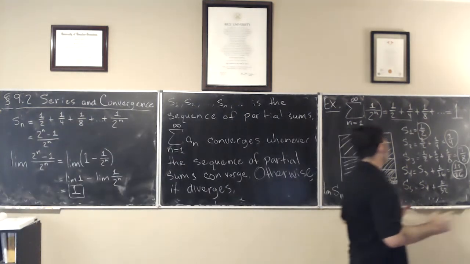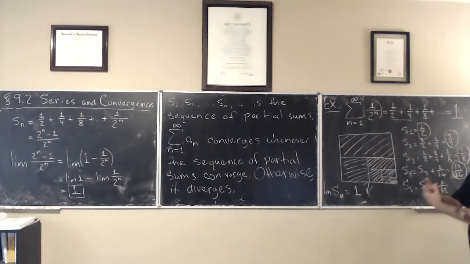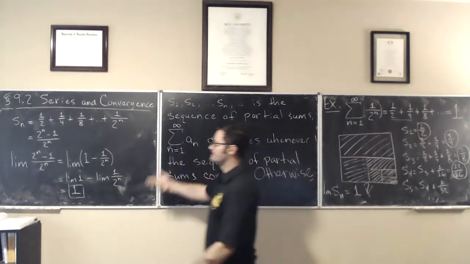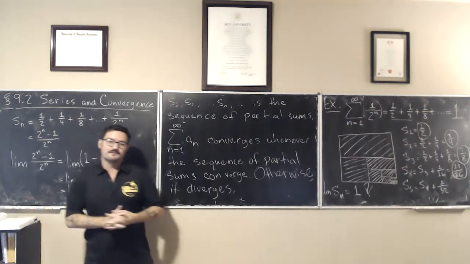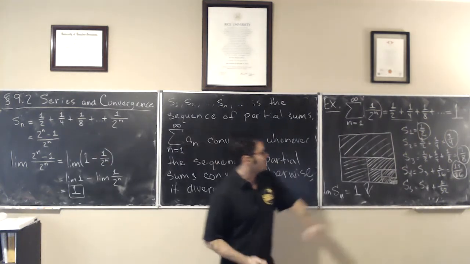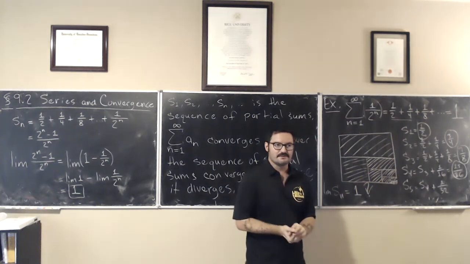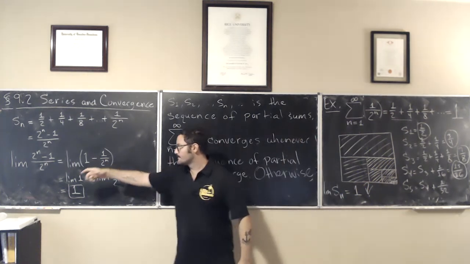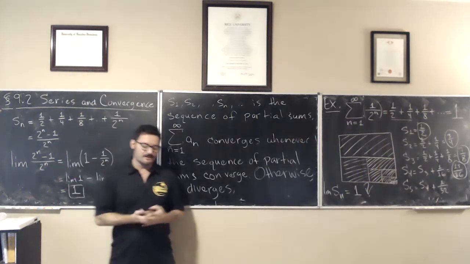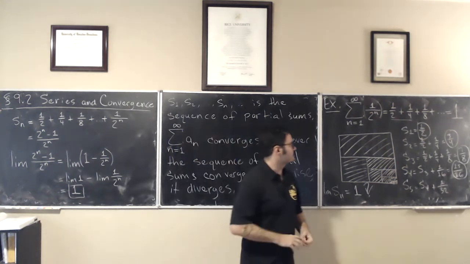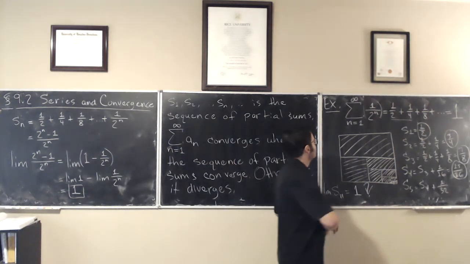So if we understand convergence of sequences and limits on sequences, then provided we're able to rewrite the partial sums as a sequence and figure out what its form is, then we can understand the convergence or divergence of a given series.